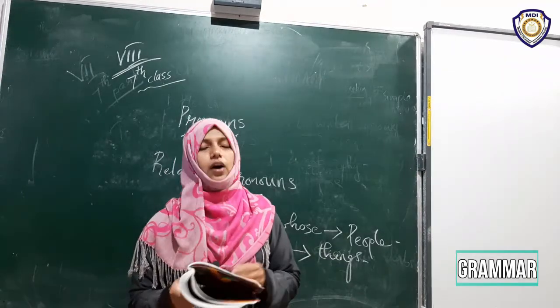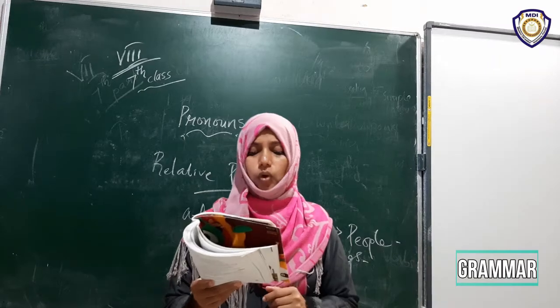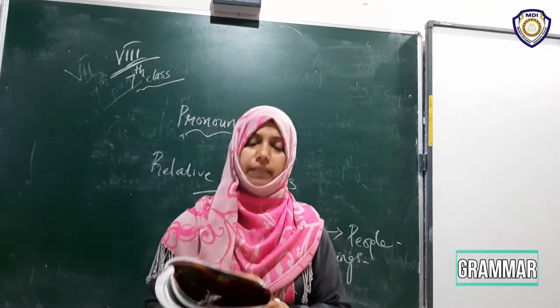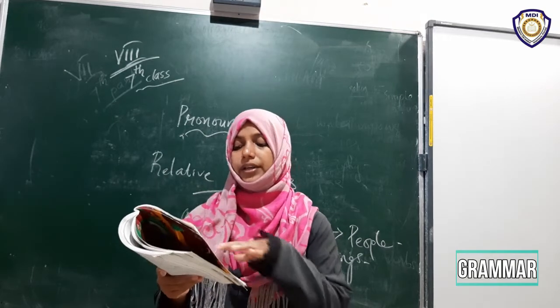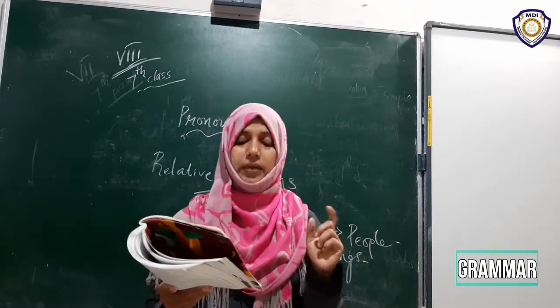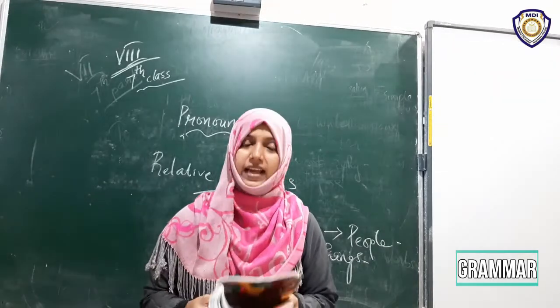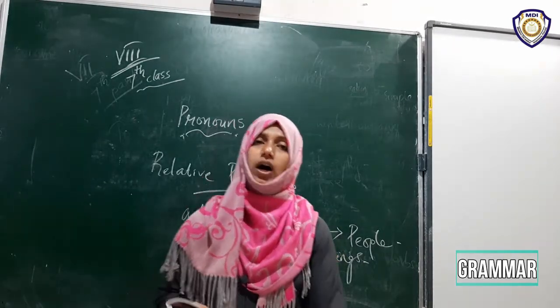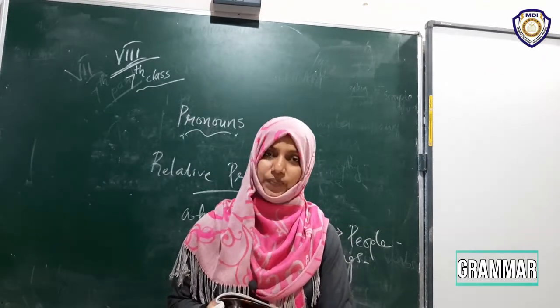All of you listen how we can use it. The boy who met the postman received the letter. That is the right answer. Already we mentioned the relative pronoun should be placed close to the noun it talks about. Close to the noun. Otherwise, its meaning may change.